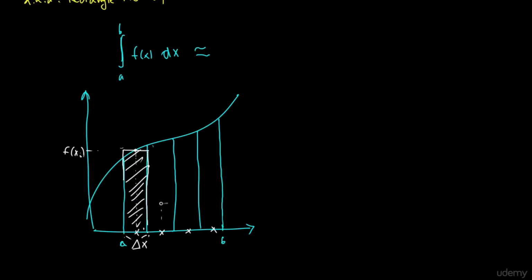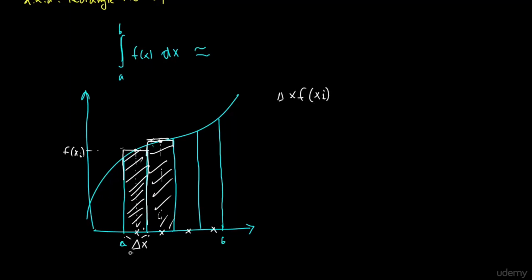Then we do the same for the next strip. Once again, we take the midpoint, we evaluate the function, turn it into a rectangle, and evaluate this area, and we continue until we run out of strips. So essentially, the area of each strip, for example this strip, we can say is delta x times f at xi.